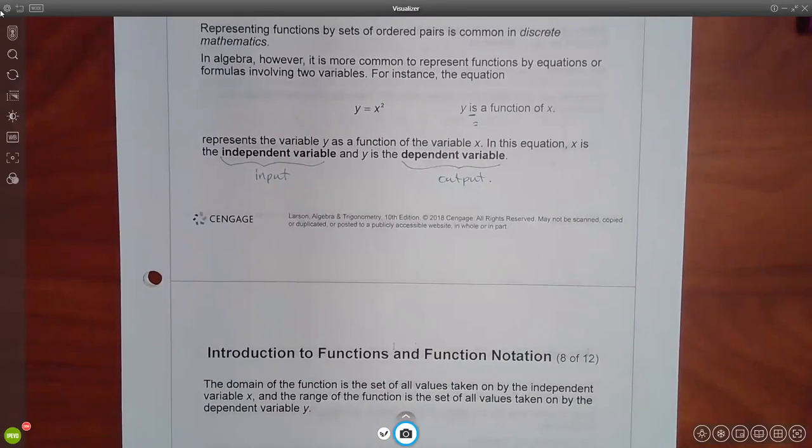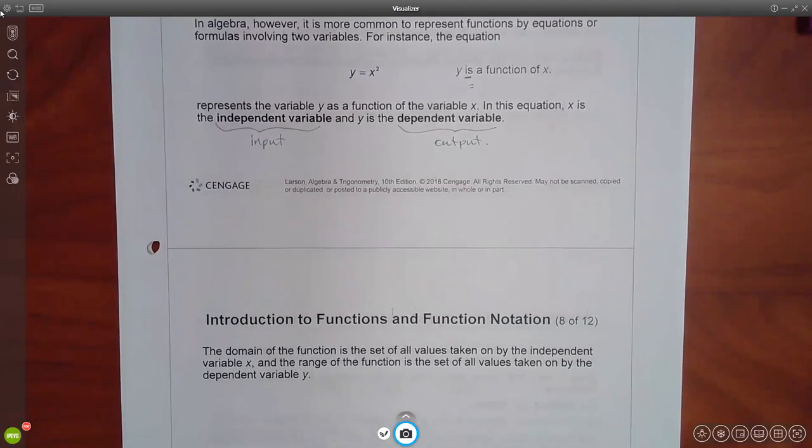So down here it says that the domain of the function is the set of all values taken on by the independent variable. So anything that I could possibly plug in and get a number back out, okay? That is going to be your domain. Anything that I can plug in and get a number back out. Now, normally that's gonna be an infinite number of things that I could plug in, but I might be restricted every now and then. Here's some examples of when I might be restricted.